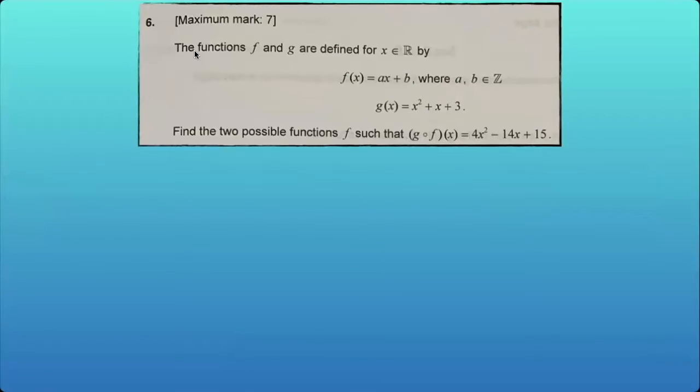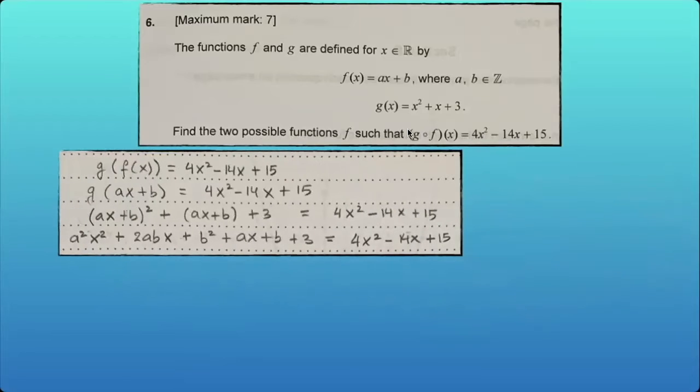Question 6. The functions f and g are defined for x is an element of real numbers by f of x is equal to ax plus b, where a, b is an element of integers. G of x is equal to x squared plus x plus 3. Find the two possible functions f such that g composition f of x is equal to 4x squared minus 14x plus 15.